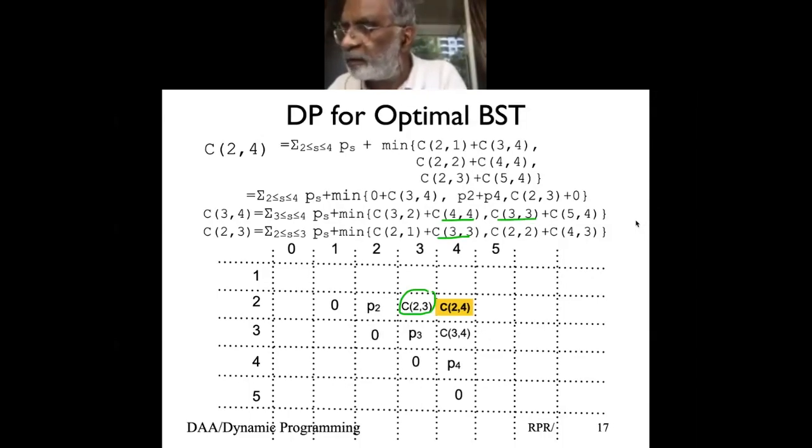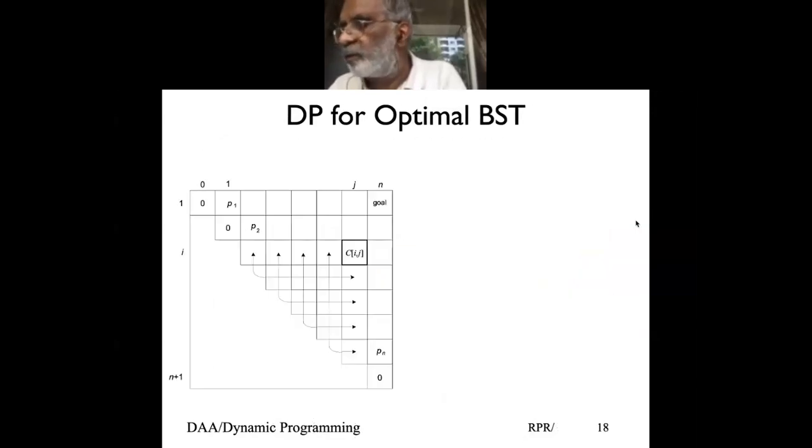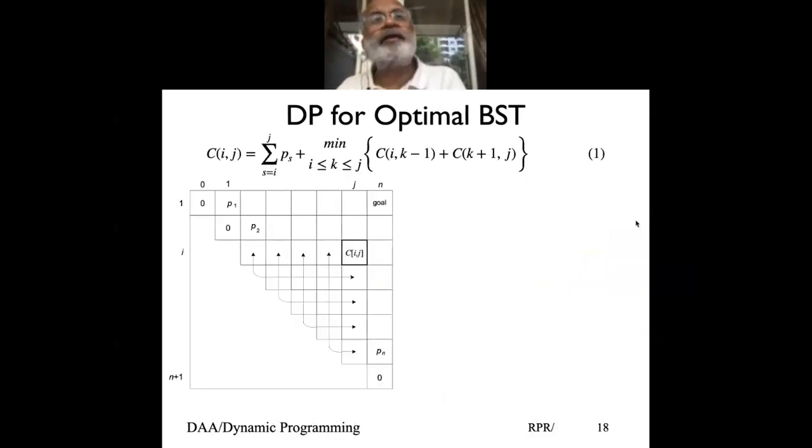So this is what we look at, because remember we said C21 is 0, C43 is 0, C32 is 0, and then we just evaluate and continue. So look at what we finally get in this case.